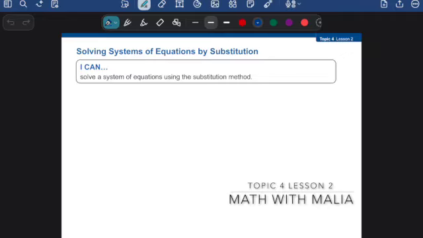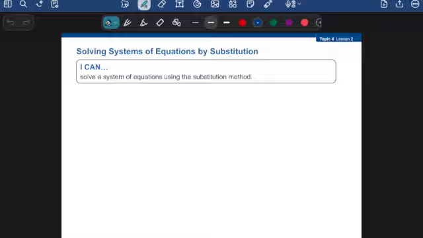Today we're doing Savvas enVision Algebra 1, Topic 4, Lesson 2, Solving Systems of Equations by Substitution. After this lesson, you'll be able to solve a system of equations using the substitution method. In the previous lesson, we used graphing to find the solution to the system, or the point of intersection, and today we're going to solve the system algebraically.